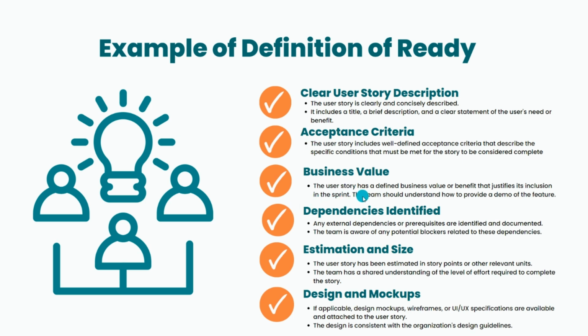Business value. The user story has a defined business value or benefit that justifies its inclusion in the sprint. So this is a very generic point. If a story is written, definitely there will be some purpose of the story. So we just have to make sure that the story has some value, and it should contribute towards meeting the objective of the sprint goal.